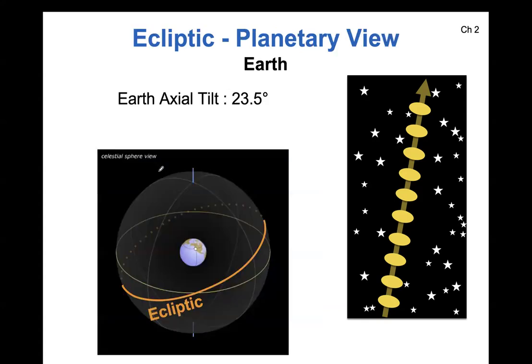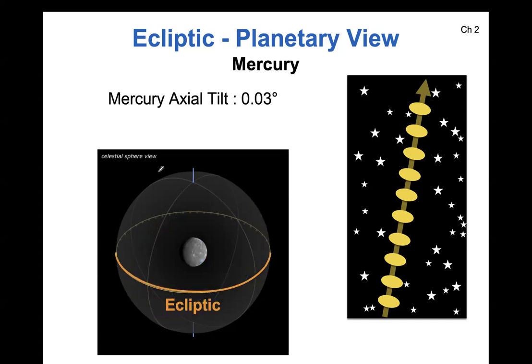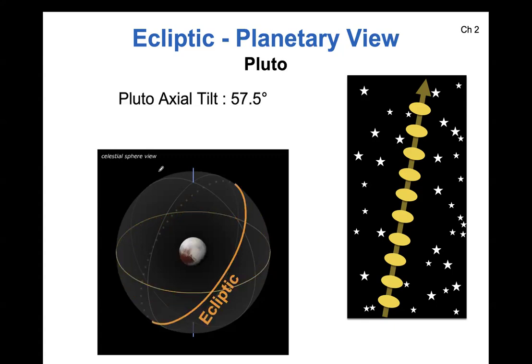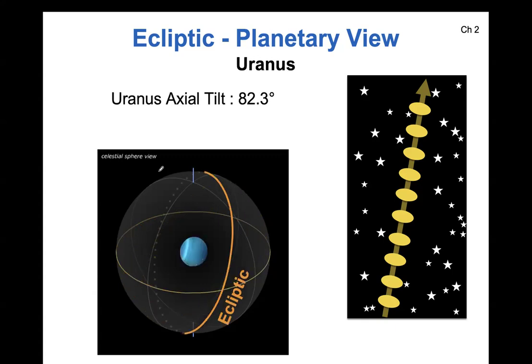Okay. So Earth's axial tilt, 23.5 degrees. You got that? Good number to remember, right? Other planets aren't tilted very much. Mercury, almost no axial tilt. Venus, also very small axial tilt. All right. Pluto has a very large one. Uranus has the biggest in the solar system.